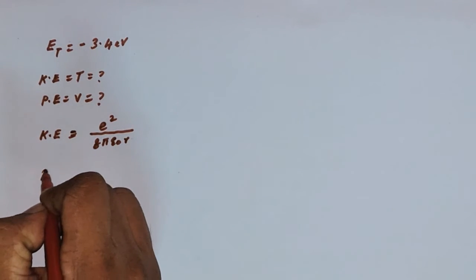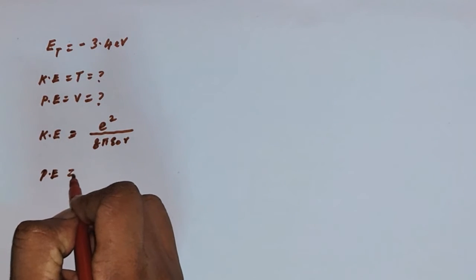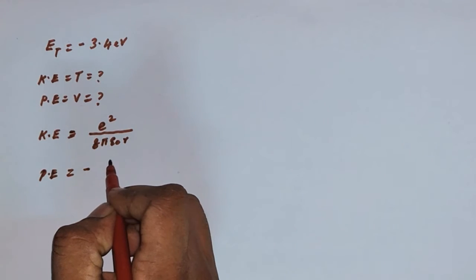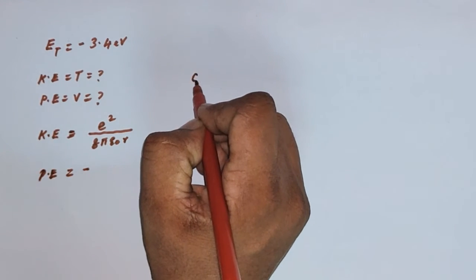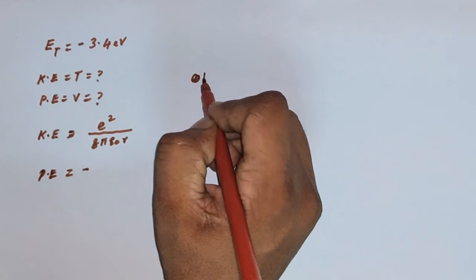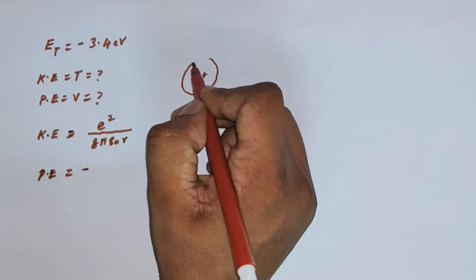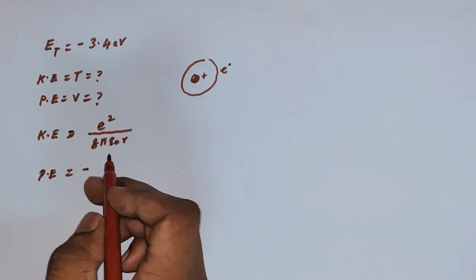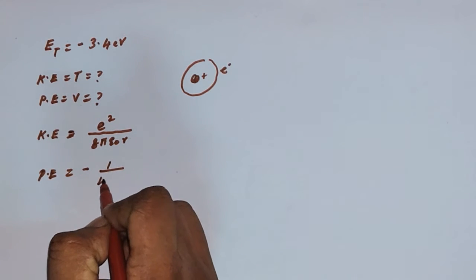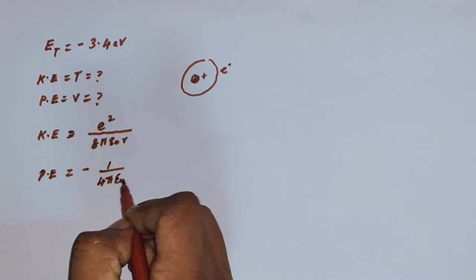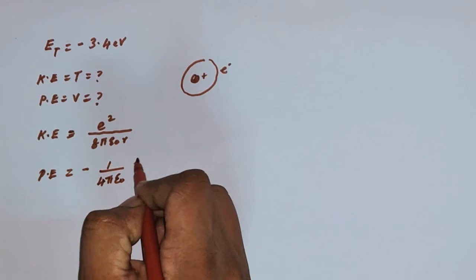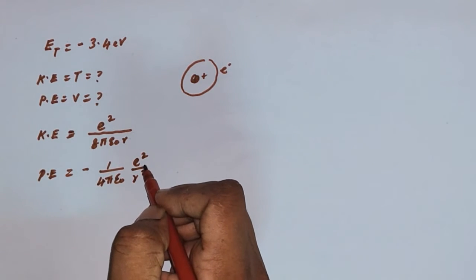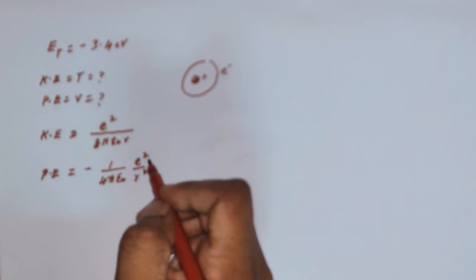The potential energy we can derive, that would be equal to minus, because the potential is attractive. The nucleus has a positive charge and the revolving electron is negative, so there would be an attractive interaction, and the potential energy would be negative. So minus 1 by 4 pi epsilon naught e square by r. This is the potential energy of the electron.